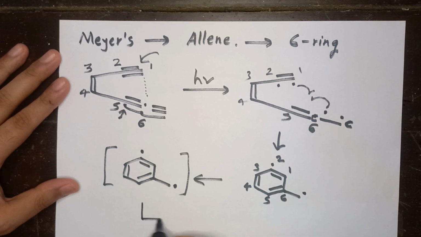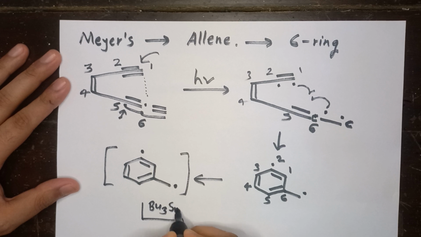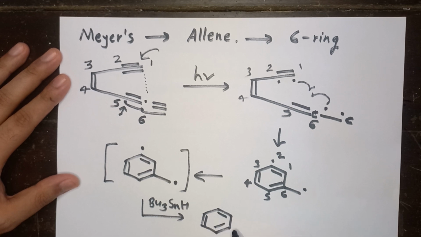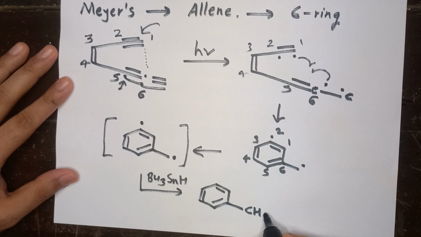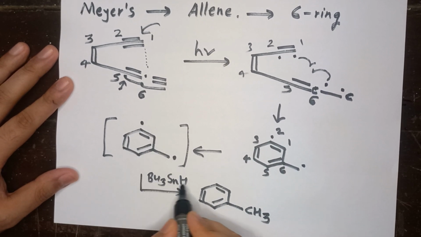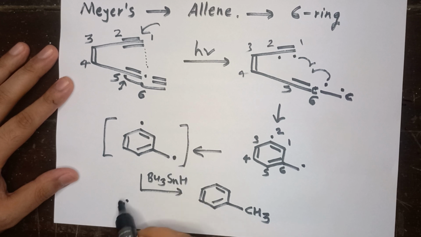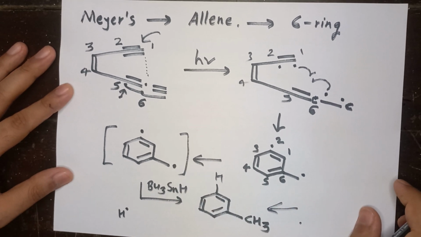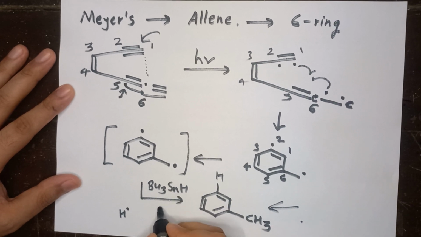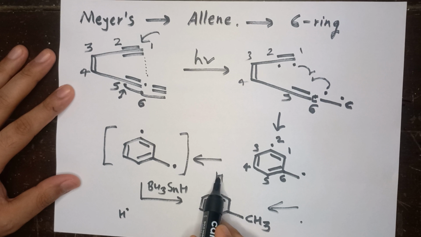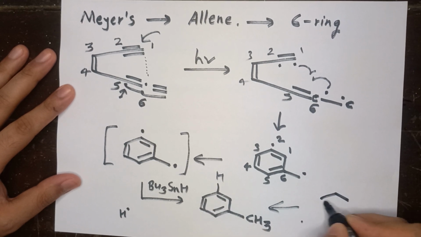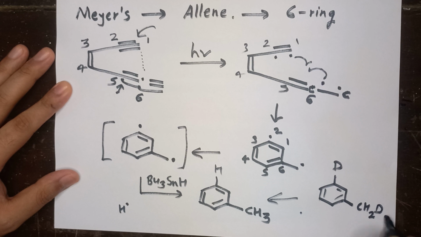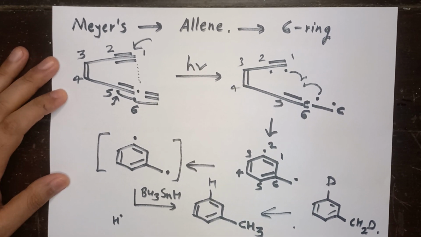And if I add tin hydride, I will get toluene as my product. Simply give hydrogen to your radicals, because tin hydride gives me an H radical. So these two will combine and attach hydrogen at the respective centers. So this is the product. This is what we call the Myers cyclization. If I use a deuterium atom instead of hydrogen, there will be deuterium here and one deuterium here. So the product will be CH2D.